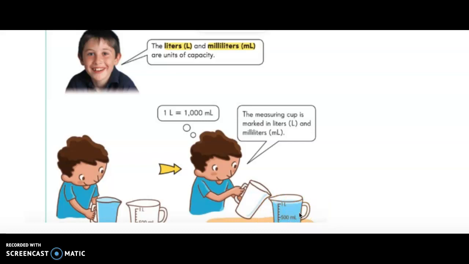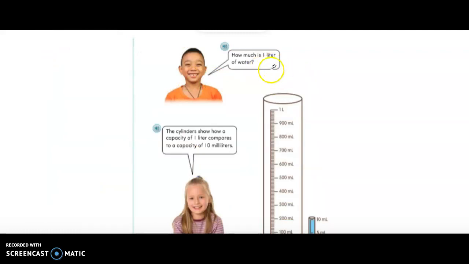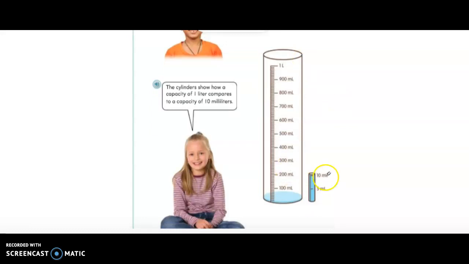So capacity is the amount of liquid a container can hold. So that's the amount that can fit inside. If you pour over capacity, it's going to be spilling out. So we're going to think about this point right here. How much is 1 liter of water? If we take a look at the two examples, the cylinders show how a capacity of 1 liter compares to a capacity of 10 milliliters. So you can see the difference here. 1 liter is much larger than 10 milliliters.